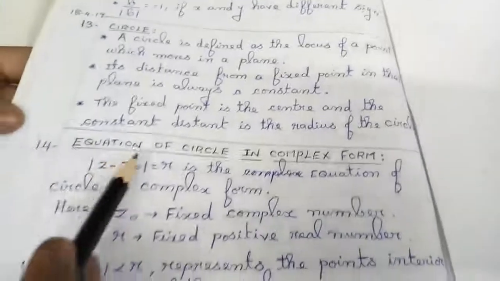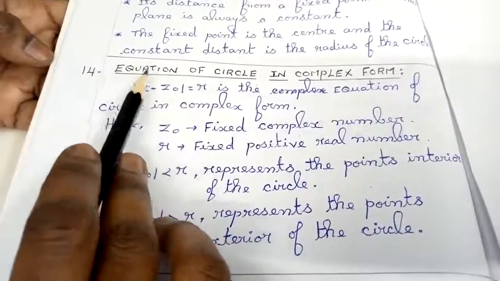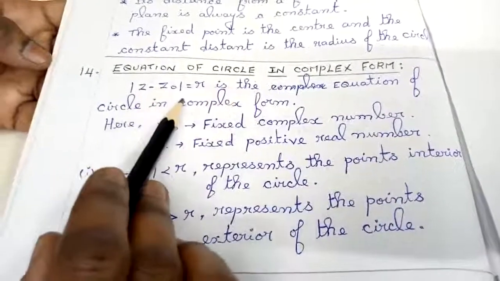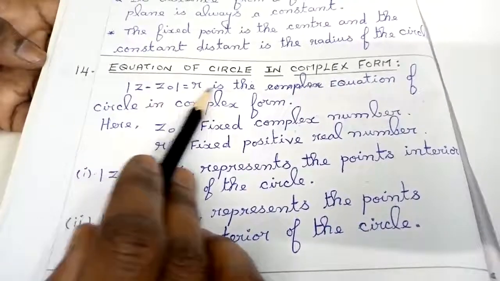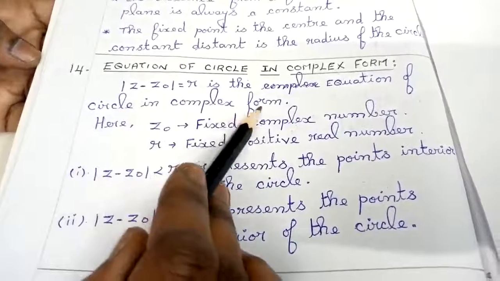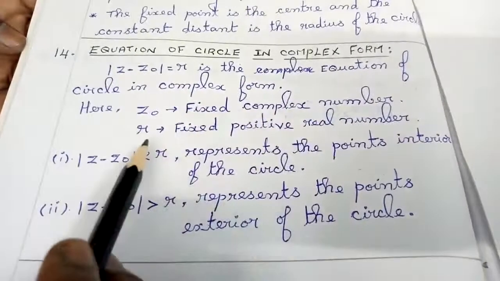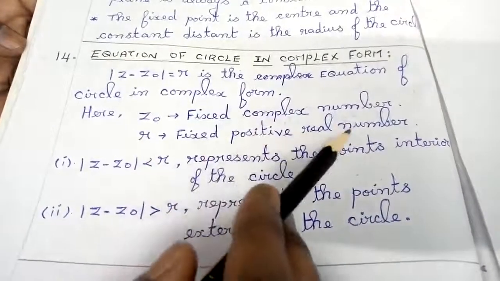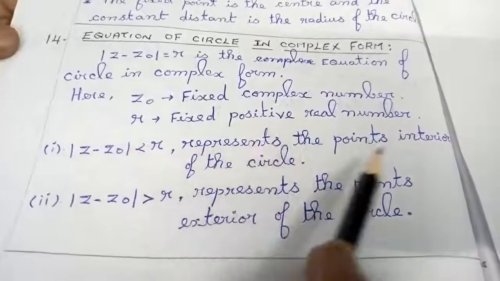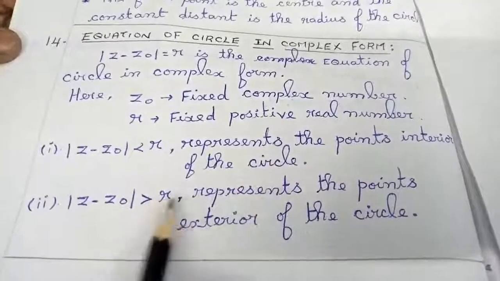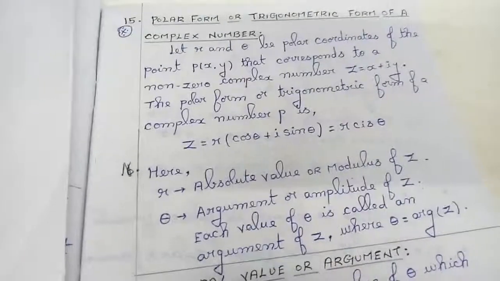Coming to the next one, equation of circle in complex number. Whenever they ask you to represent an equation of a circle in complex number, we will be using this format, that is modulus of z minus z naught equals r is the equation of the circle in complex form. Here z naught is a fixed complex number, r is a fixed positive real number. Modulus of z minus z naught less than r represents the points interior of the circle, greater than r represents the points exterior of the circle.